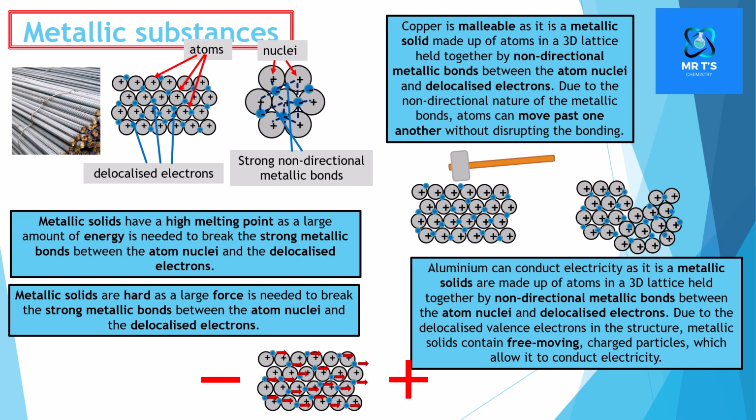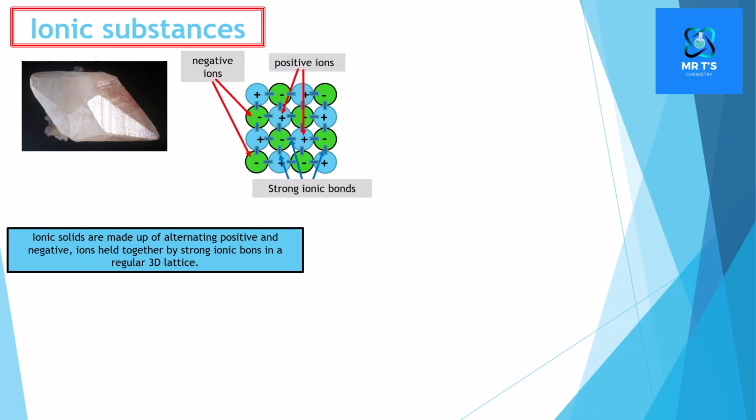Okay, so why do they conduct electricity? This one's usually pretty straightforward. A metallic solid is made up of atoms in a 3D lattice, held together by non-directional metallic bonds. Remember, the attractions are between the atoms' nuclei and delocalized electrons. So essentially, there are atoms and delocalized electrons. Because the electrons are delocalized, that means that they are free moving. Because they're free electrons, they are charged. They have a negative charge, so they can conduct electricity.